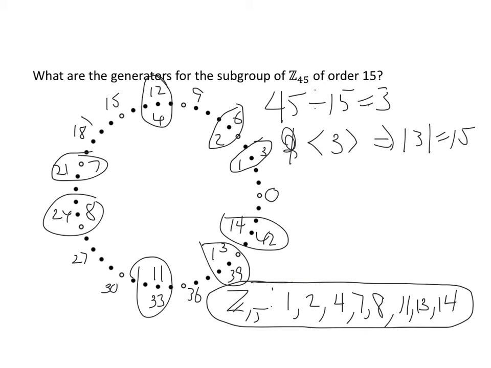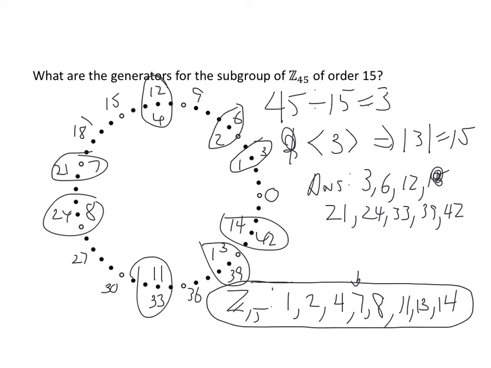So what we're going to do is take each of the elements that I've listed down here in the circle and multiply them by 3. So my answer, it's getting a little sloppy now, would be 3, 6, 3 times 4 is 12, 15, not 15, how did I miss that? No, I'm sorry, 21. 7 times 3 is 21. 8 times 3 is 24. 11 times 3 is 33. 39. And 42. These are the generators of the cyclic subgroup of order 15 in Z45.